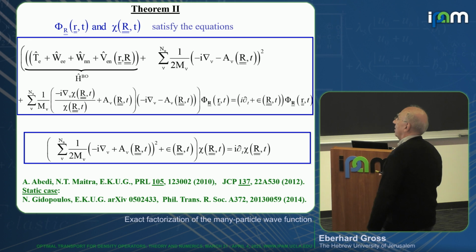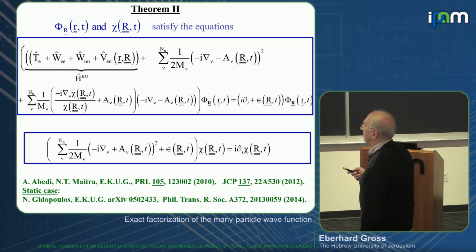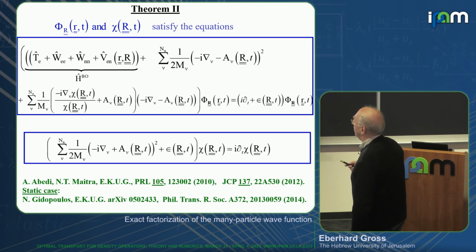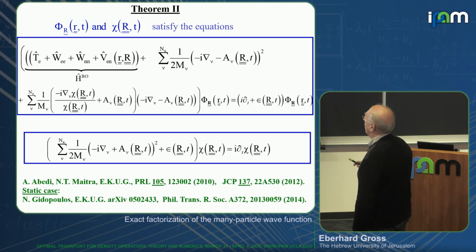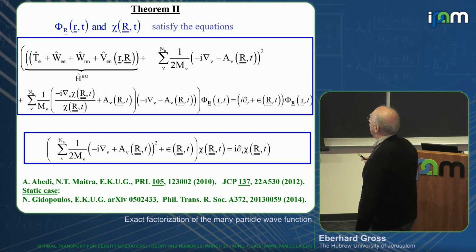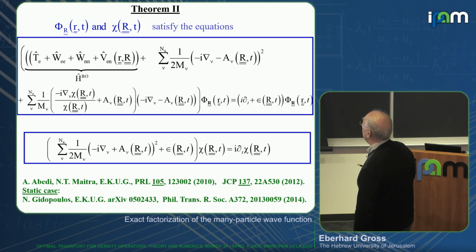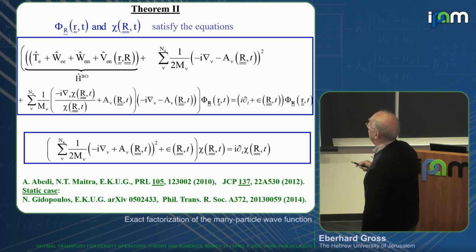The electronic equation is more complicated. So first of all, here's the Born-Oppenheimer part. And then there are these two terms. First of all, the vector potential appears in the electronic equation, which is kind of unusual. Also, the nuclear wave function appears here, grad chi over chi.